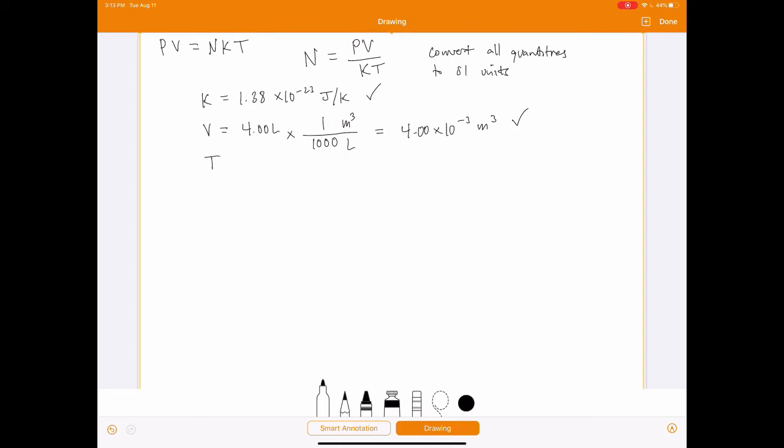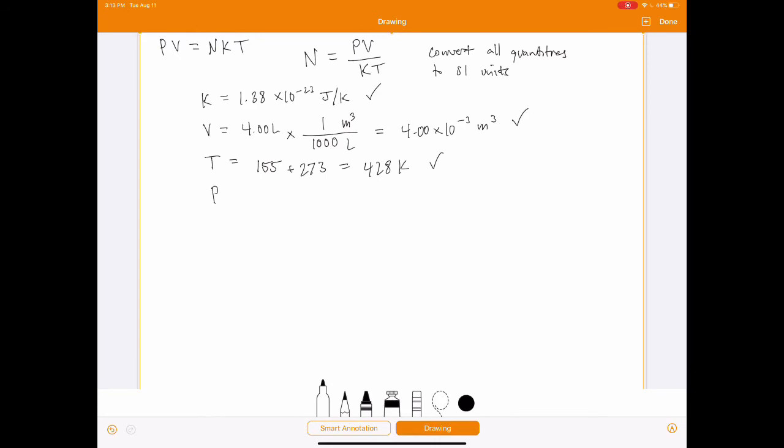As for the temperature, we're given the temperature in Celsius. Again, that's not going to be okay if we're using the ideal gas law. We need this to be in Kelvin. So the temperature is 155 degrees Celsius plus 273 gives you 428 Kelvin. Okay, so now that's in the right unit as well.